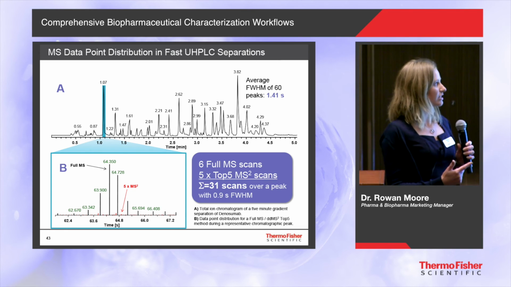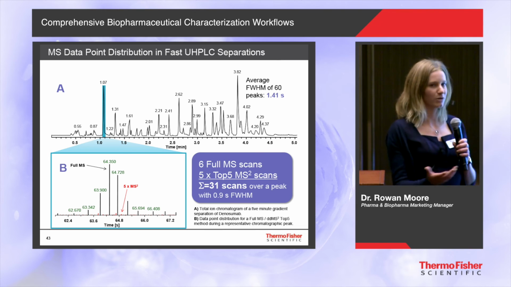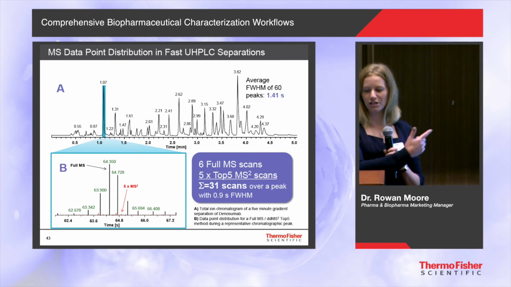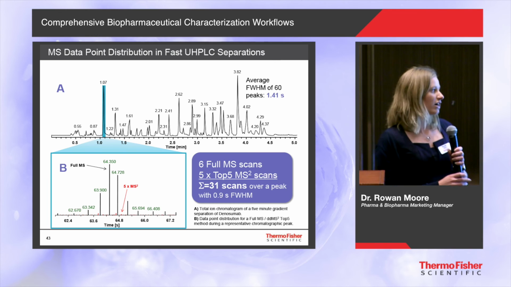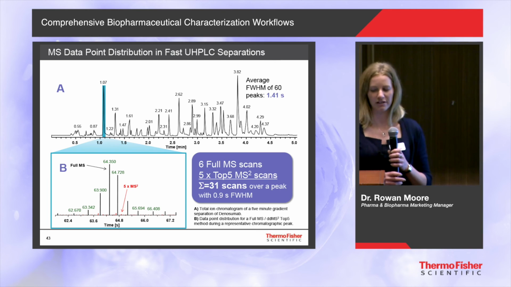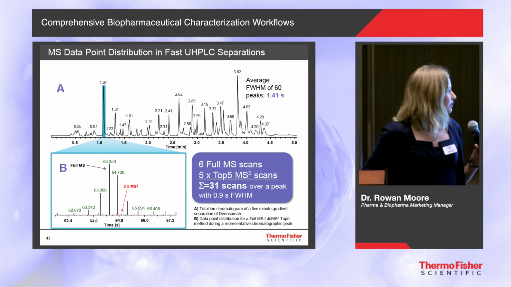Well, when we looked into this, there were 60 peaks in that 5-minute chromatogram, with an average peak width at half height of 1.4 seconds. If we take a look at this peak at 1 minute that's highlighted here, the peak width at half height was 0.9 seconds. At Bath it was more like 2.4 seconds. And we used a top 5 DDA MS2 method.